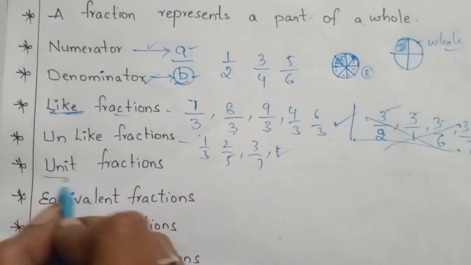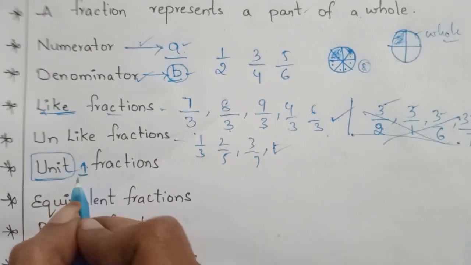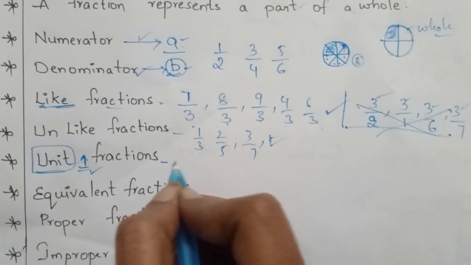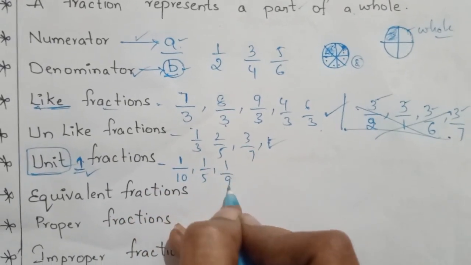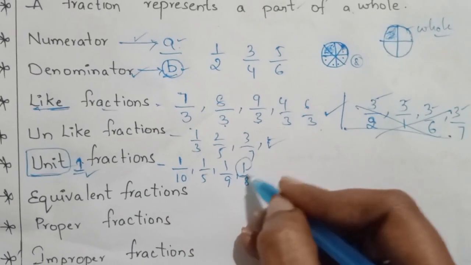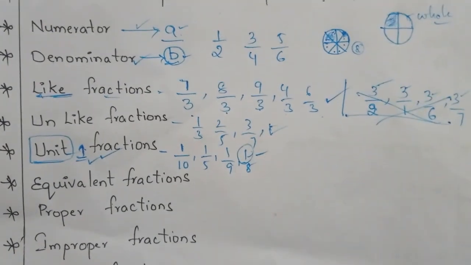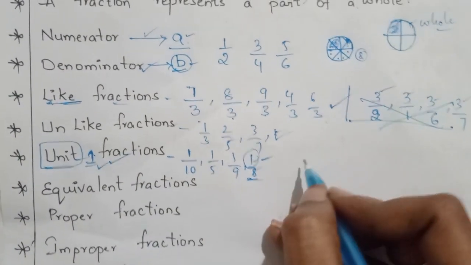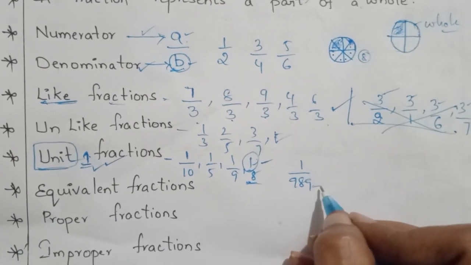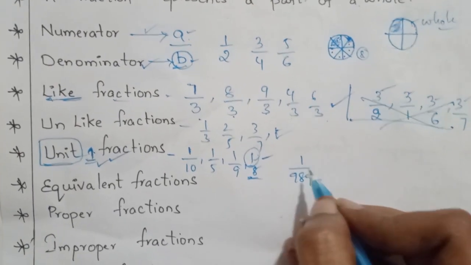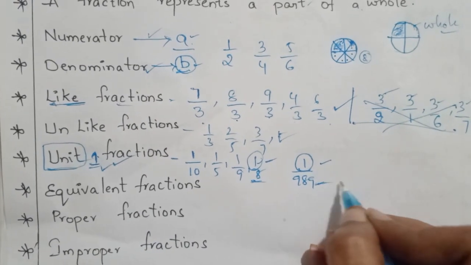Let's come to the next, unit fractions. The word unit indicates 1. The word unit means 1. So if there is 1 as a numerator, 1 by 10, 1 by 5, 1 by 9, 1 by 8, if 1 is there in the numerator, we call them simply unit fractions. Whatever the denominator may be, you can take the denominator as 989 also. You can take any natural number, but the numerator should be 1. I am mentioning natural numbers here.